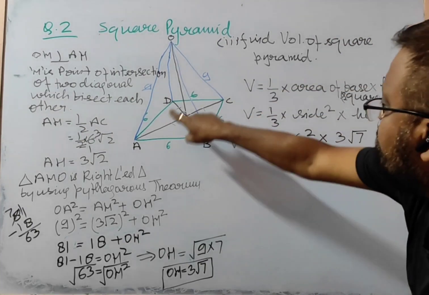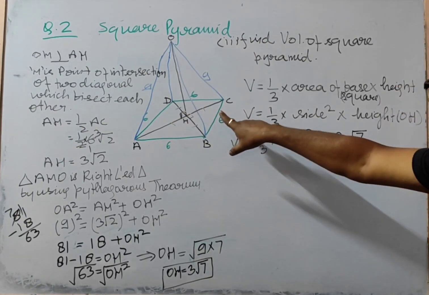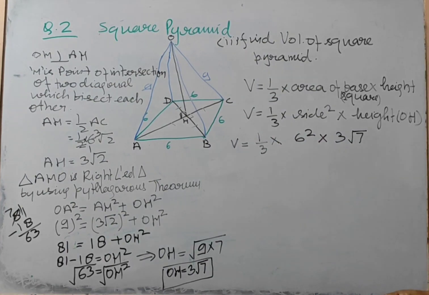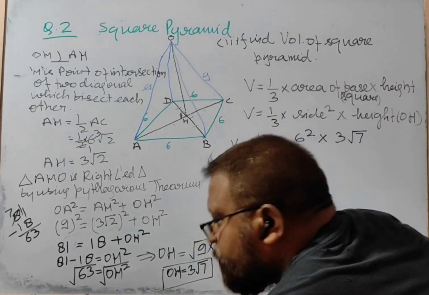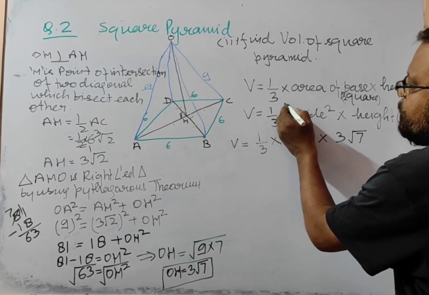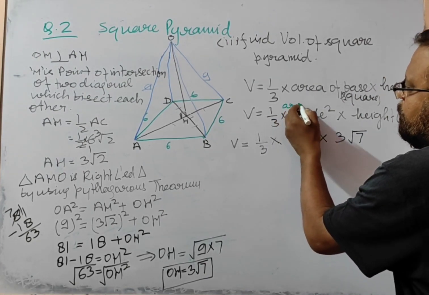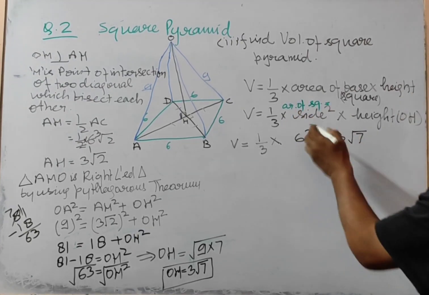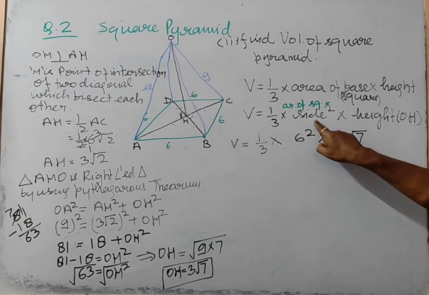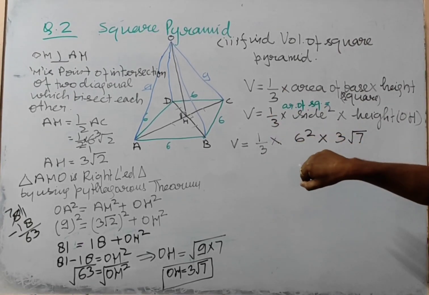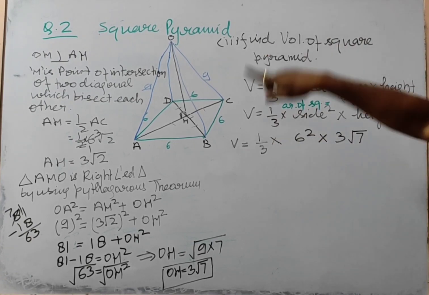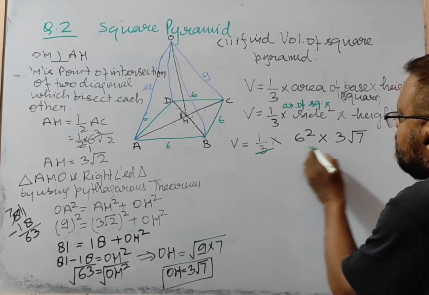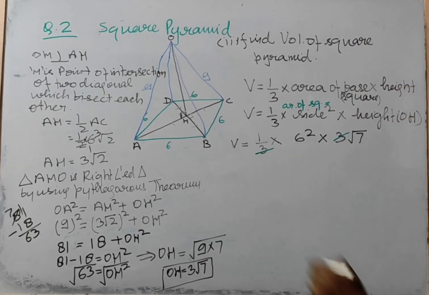So area of base is area of square, right? And area of square is equal to side square, and we put the value of side. Each side of the square is 6 units. So 6 square into height, which we found to be 3 root 7. So this 3 and this 3 are cancelled out.